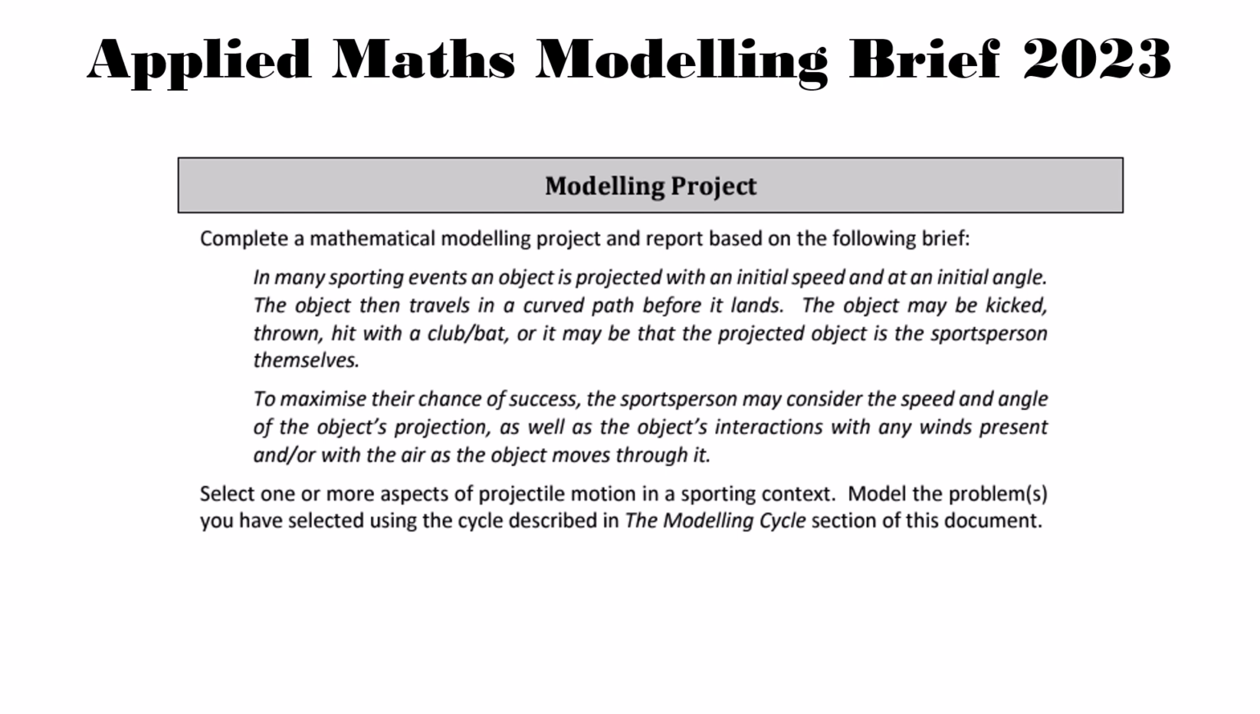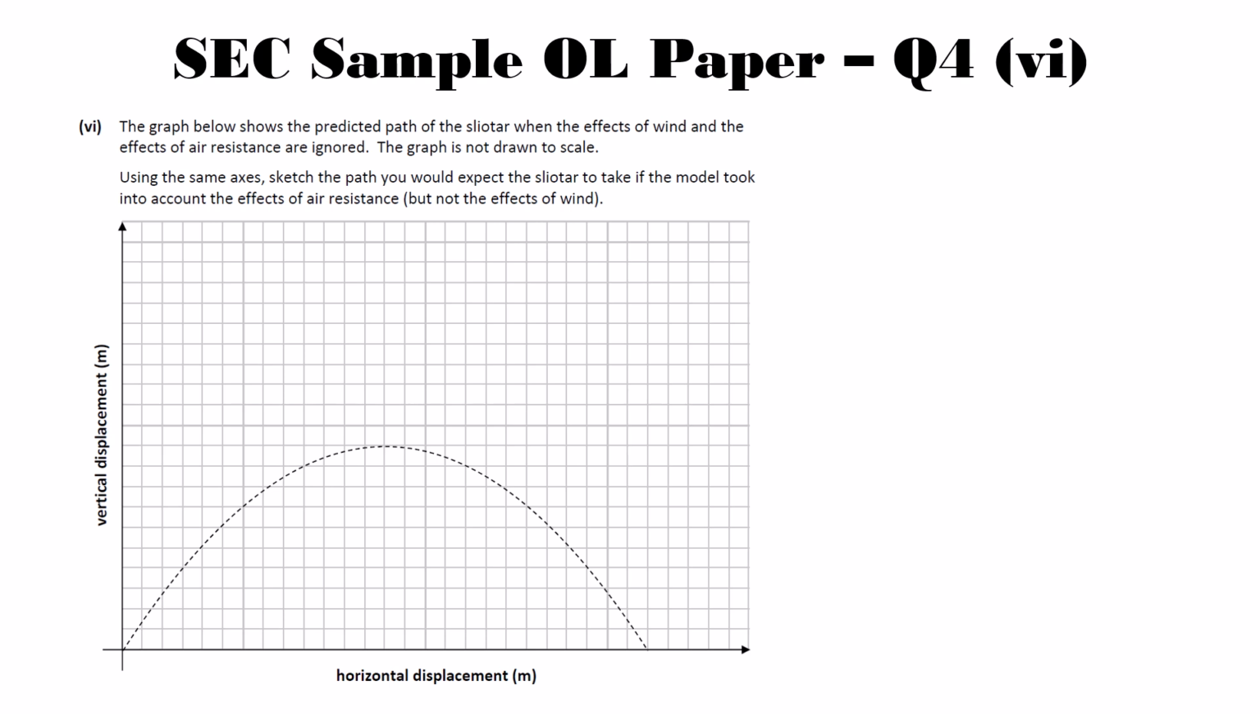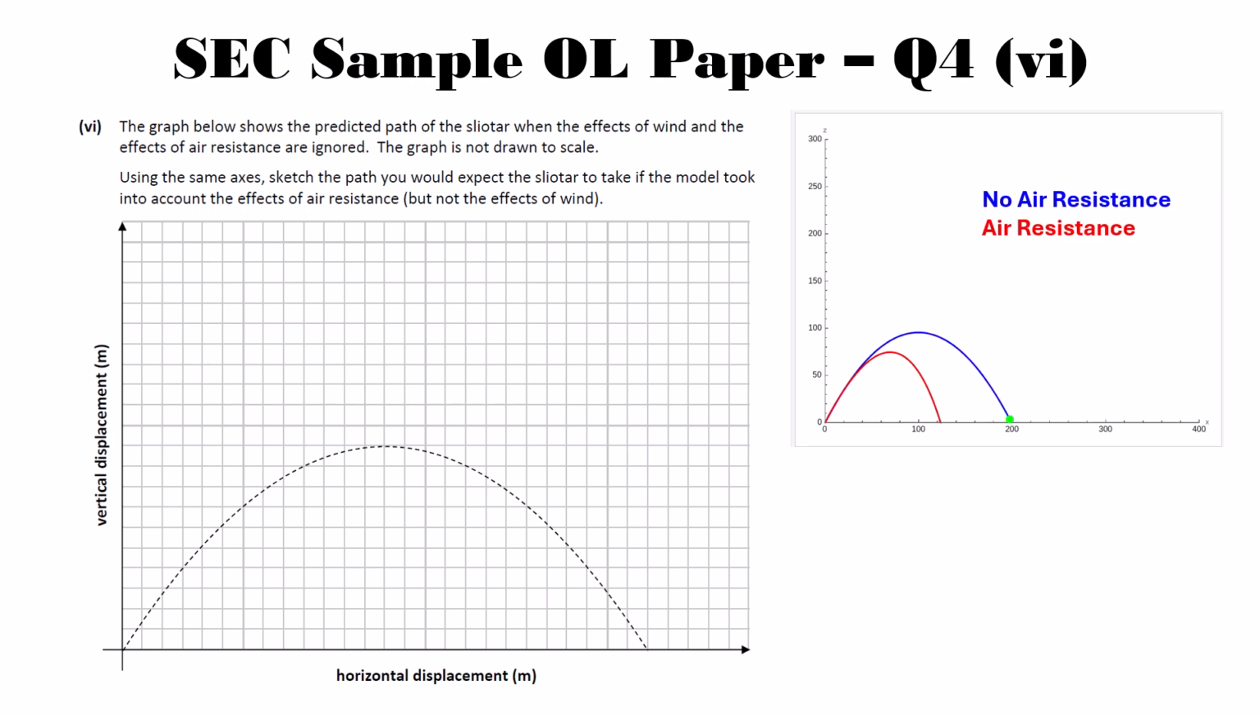Now, have they asked about air resistance on a paper? Absolutely. We've seen in the SEC ordinary level paper that was released before the first exam, question 4, part 6, it gave us a graph that predicted the path of the sliotar when wind and air were ignored. And then they asked us to sketch what it would look like if we take into account air resistance. So not wind, just air resistance.